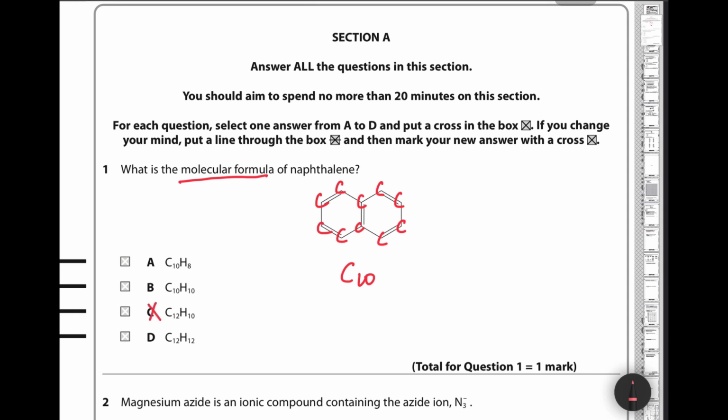So no way it's going to be C or D. So either answer will be A or B. Let's count the number of hydrogens. So there are double bonds in between. So 1, 2, 3, 4, 5, 6, 7, 8. So H8. So your answer is A. Clear?